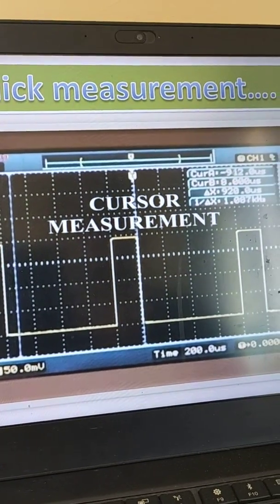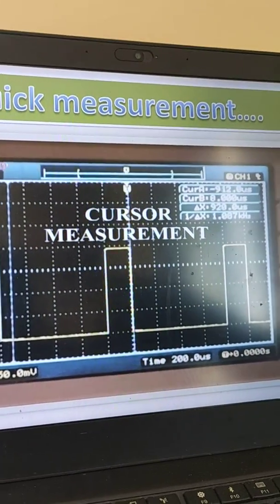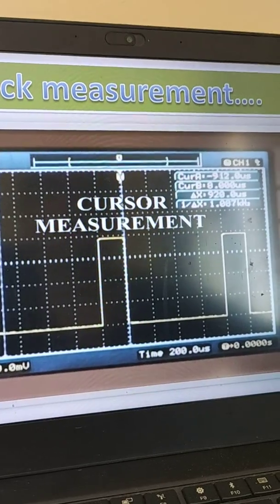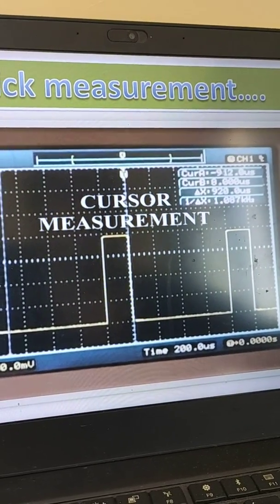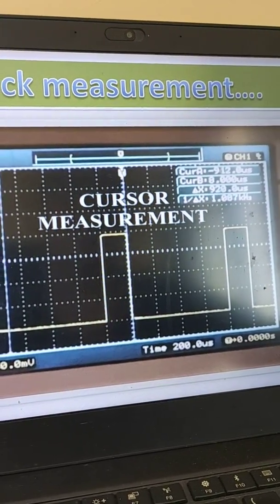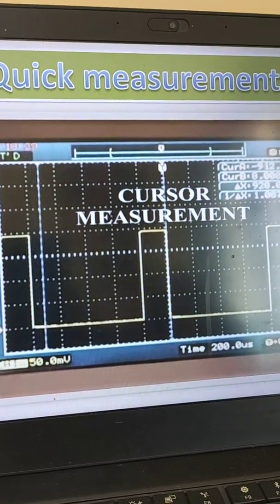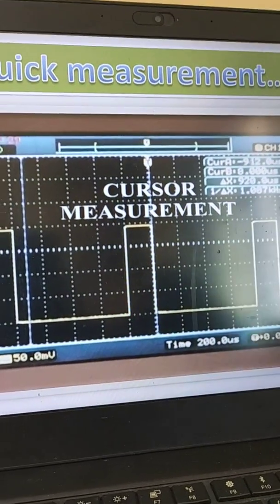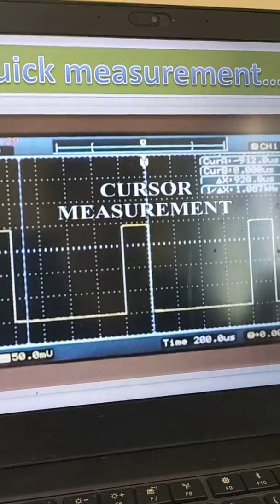So in the exam, suppose the question is like this: explain the front panel control of the DSO and the block diagram, and write down an explanation. You can write in this way. So here we have completed the DSO, that is the digital storage oscilloscope.